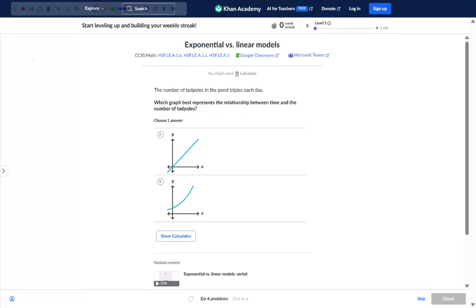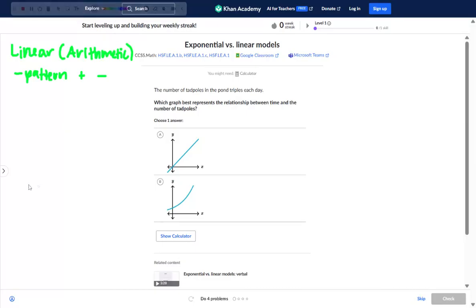So remember that linear kind of goes hand in hand with arithmetic. Basically, the pattern that's happening is, right, there's a common difference. We're adding or subtracting by something.